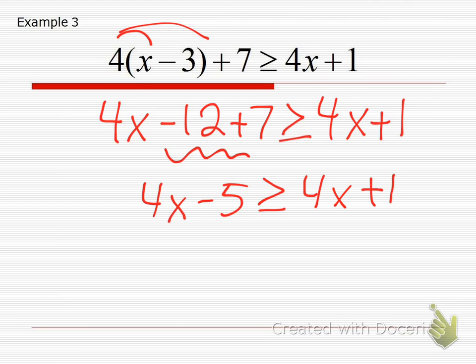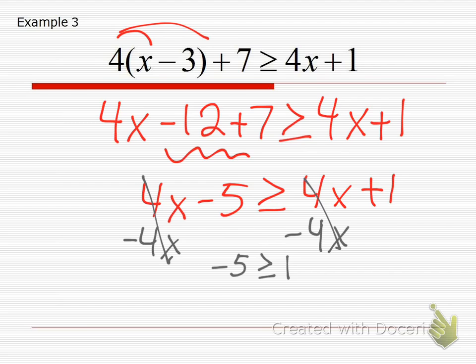You could add 5. I like to get my variables together before I touch the rest of it. So I'm going to subtract 4x. If you wanted to add the 5, that would be fine. You'd get the same thing, hopefully. I am ending up with negative 5 greater than or equal to 1.